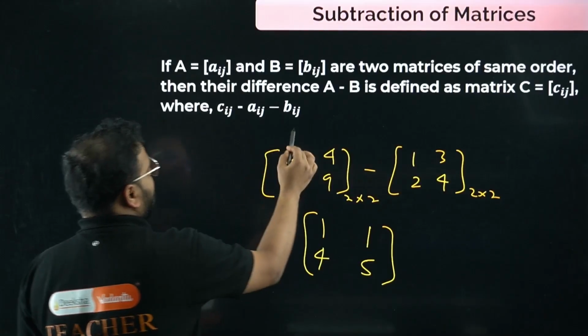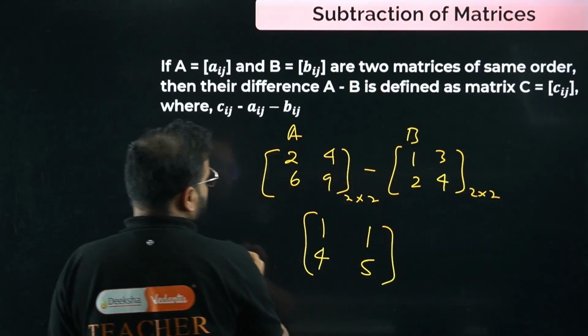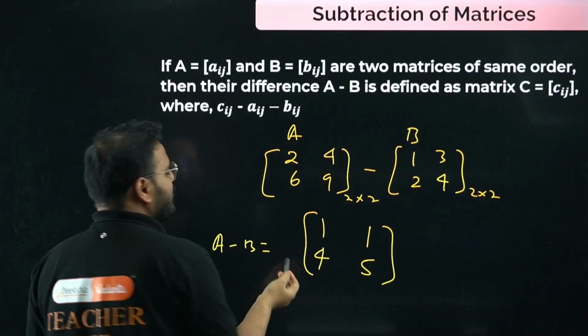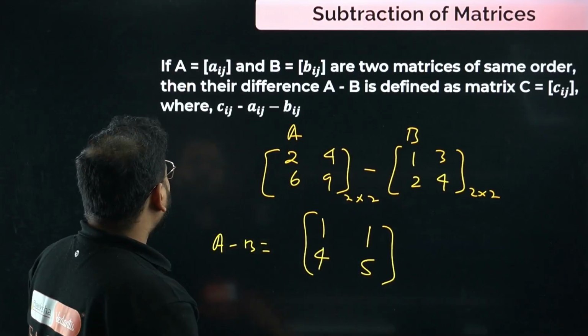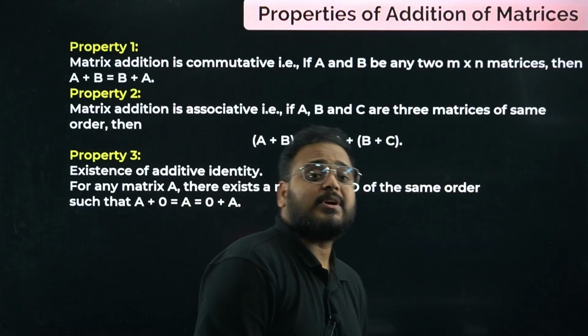If this is, let's say, matrix A, this is matrix B, this is what, sir? A minus B. I know it's very simple. Okay, let's quickly move on from it. What is it? Properties of addition of matrices.